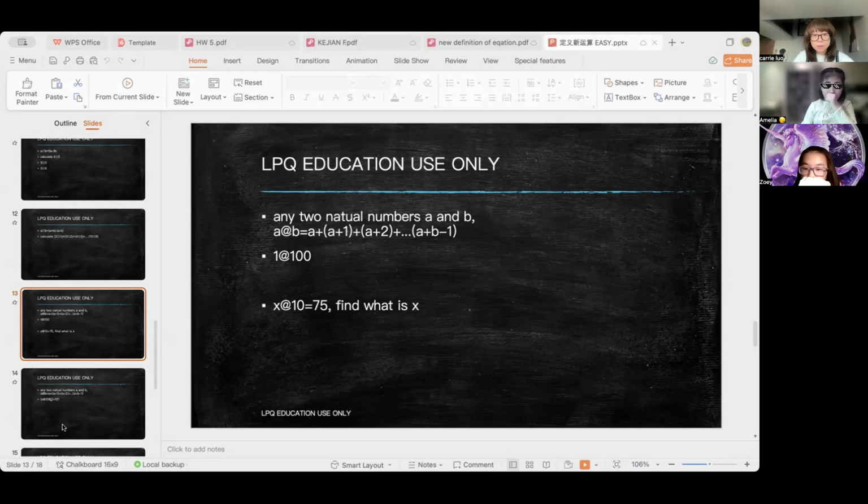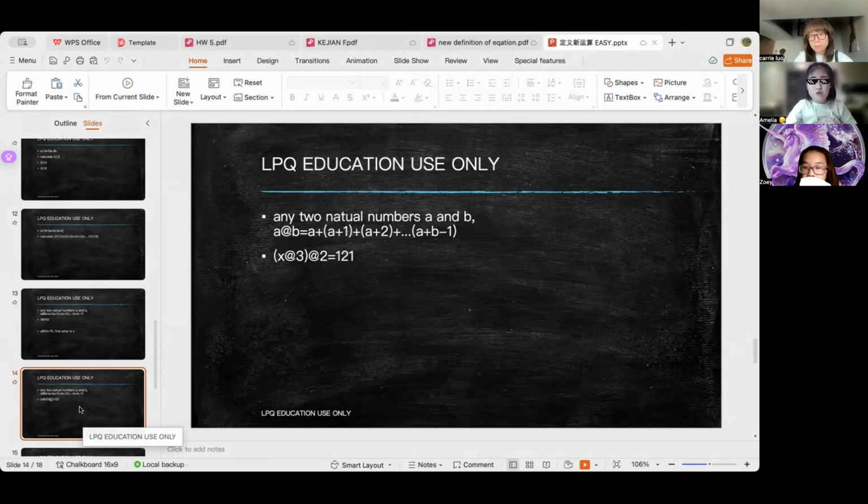Okay. Let's take a look at this one. Okay, still any two natural number, A and B. So this time, A at B equals A plus A plus 1 plus A plus 2 plus A all the way to A plus B minus 1. So this time I want you to calculate what is the value of X. This question is hard, but I want you to do it yourself. We try it for 2 minutes and then I'm going to help you, okay?